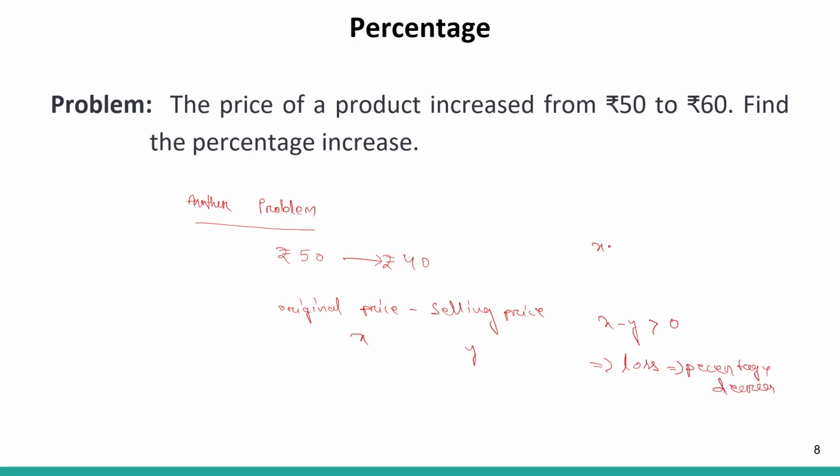If X minus Y is less than 0, this implies profit. Okay, the selling price was greater than the original price, this implies percentage increase. So X minus Y less than 0 implies profit, which means percentage increase, and X minus Y greater than 0 implies loss, that is percentage decrease. Okay, so let's get back to the question.